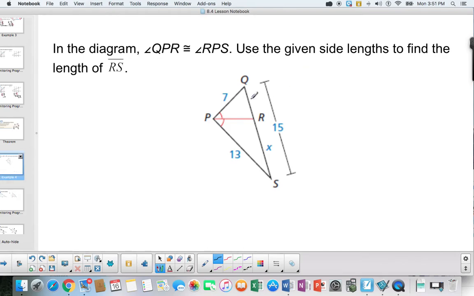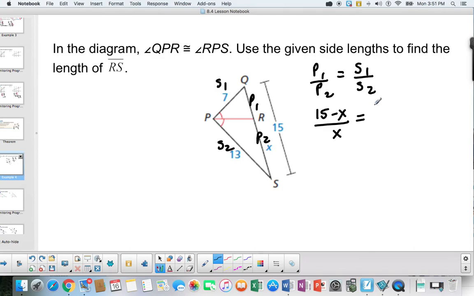This is part 1, and this is part 2. This is side 1, and this is side 2. So I have part 1 all over part 2 as a ratio, and that's the same as side 1 over side 2. Now part 1 right here doesn't have a number, but I know it's the leftover from 15. So I'm going to say 15 minus x, and then part 2 is x, equals side 1 is 7, and side 2 is 13.